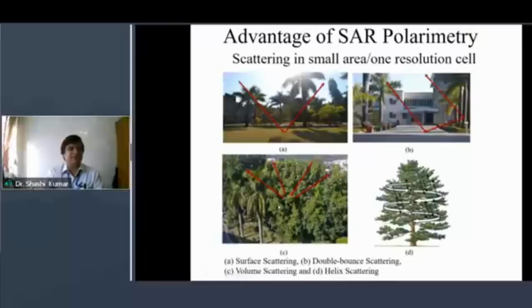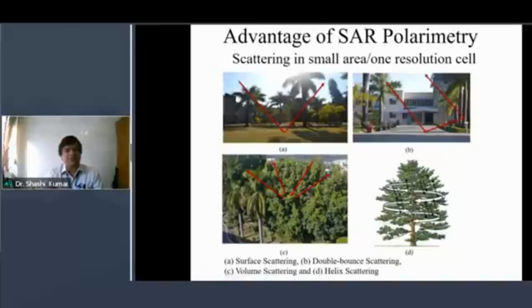Now when the entire volume of the object is contributing to the scattering, like in nature, vegetation, the first interaction of the electromagnetic wave, when it is incident on the vegetation, will be from the vegetation cover. The second interaction will be from the small twigs and branches, and then big branches. So it means that the entire volume of the structure is contributing to the scattering, so this is known as the volume scattering element.